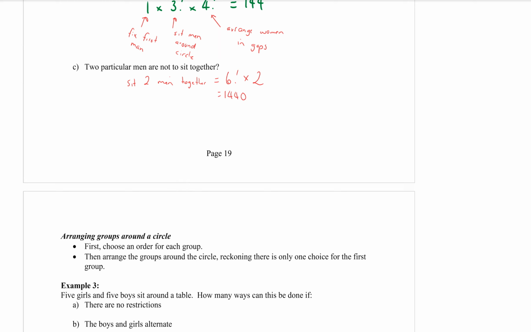That means, therefore, we want to find the ways of them not together, which means we subtract it from the total. So our total was 5,040. Subtract the 1440. 3600. Thank you. Okay, next page.